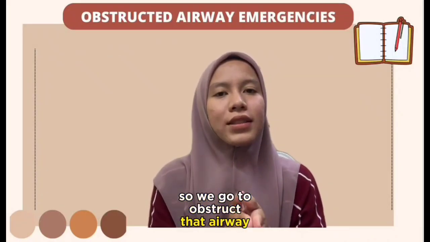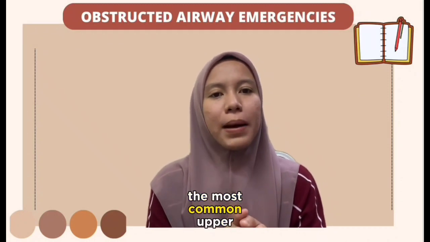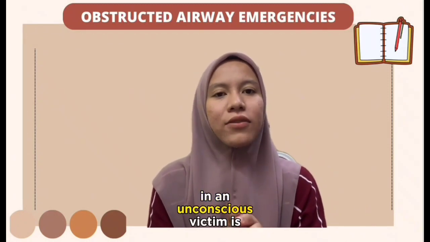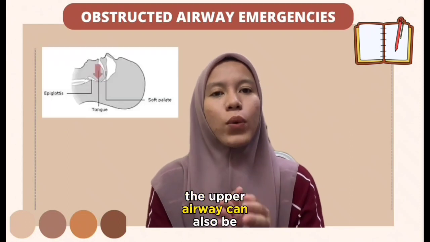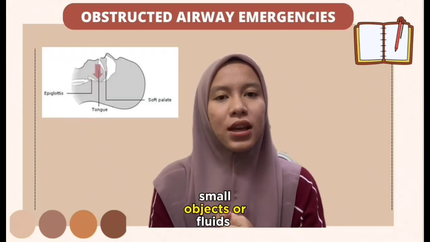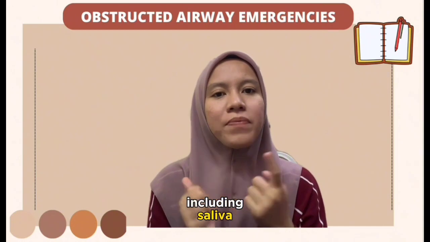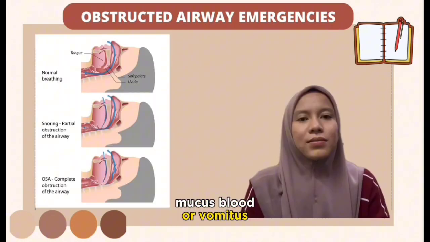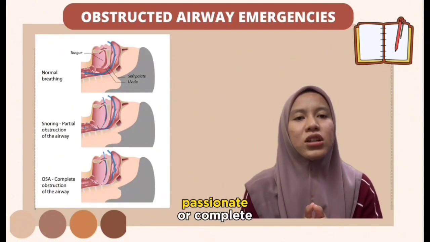So we go to obstructed airway emergencies. The most common upper airway obstruction in an unconscious victim is the tongue. The upper airway can also be blocked by food, small objects, or fluids, including saliva, mucus, blood, or vomitus. Next, an obstruction can be partial or complete.